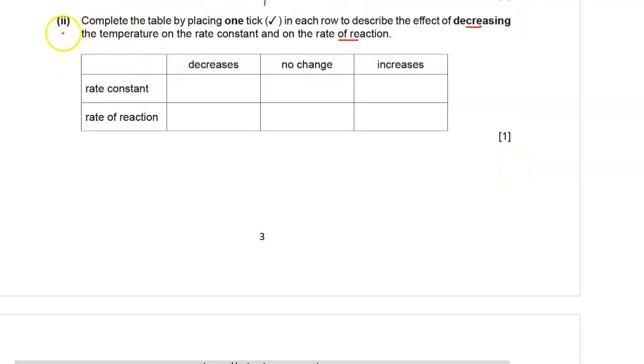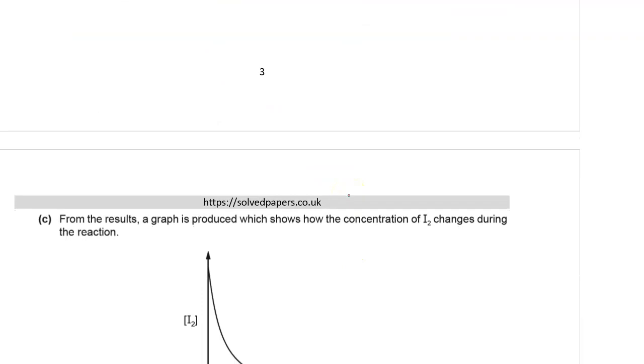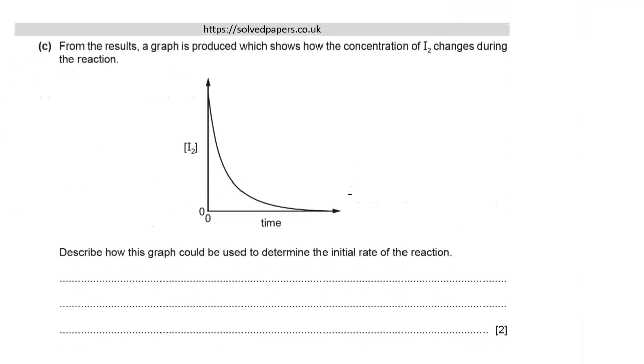2. Complete the table by placing a tick in each row to describe the effect of decreasing temperature on the rate constant and the rate of reaction. Both depend on temperature. When you decrease temperature, the rate of reaction decreases, and the rate constant will also decrease as well. There you are.